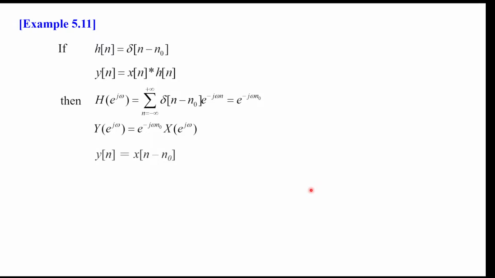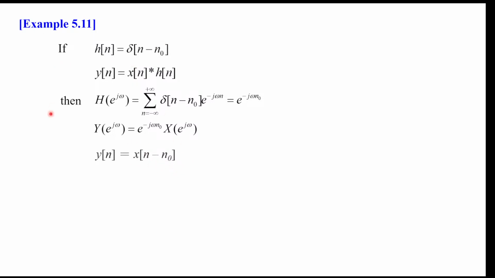So a very basic example is this time delay system. Your h of n is delta of n minus n0. And then you try to have your output y of n as x convolved with h. And this convolution is very easy. If you do convolution directly, you will get the end result here. This is a time delay system. You will get x of n minus n0. Okay. So this is delta of n minus n0. You convolve it with something, you get x of n minus n0.